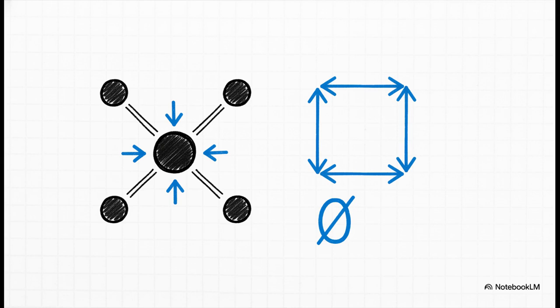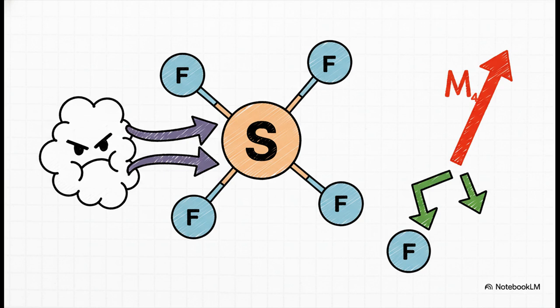Let's look at our poster child for a nonpolar molecule, carbon tetrafluoride, or CF4. It has this perfect symmetrical tetrahedral shape. And even though each of those carbon-fluorine bonds is pulling really hard, they're all pointed in perfectly opposite directions. They completely cancel each other out. The end result? No overall pull. It's totally nonpolar.